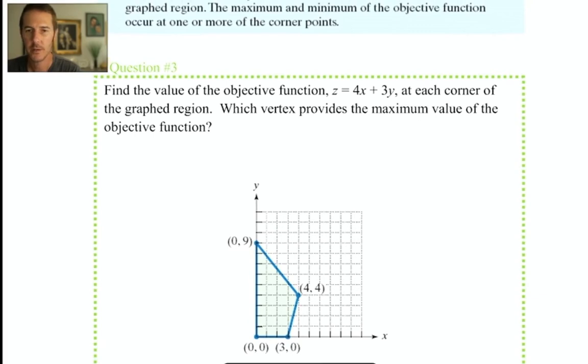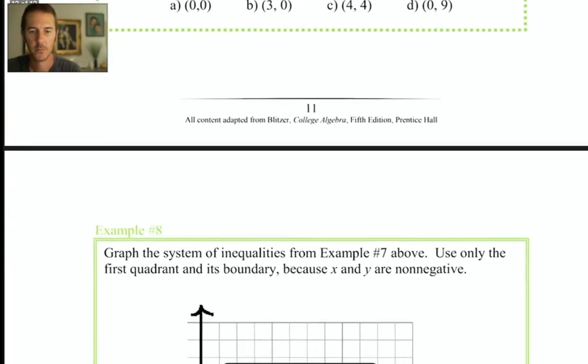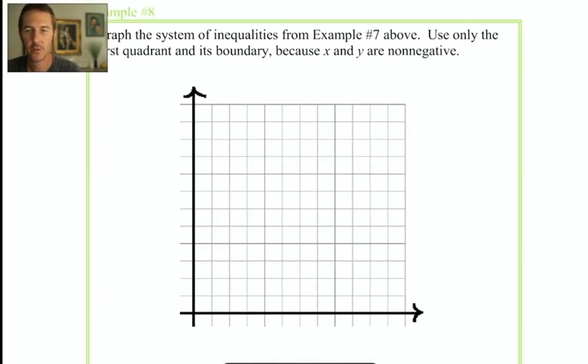This was a separate question that was sort of in the midst of everything that we were just doing. Graph the system of inequalities from example number 7. We already did that. Used only the first quadrant, right? Because our x and y values were time values, so they weren't going to be negative. And if you wanted to come in here, what do we have here? 1, 2, 3, 4, 5, 6, 7, 8, 9, 10, 11, 12. So 12 doesn't take you all the way to 20, unfortunately.